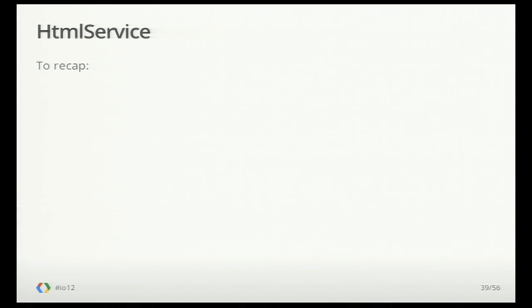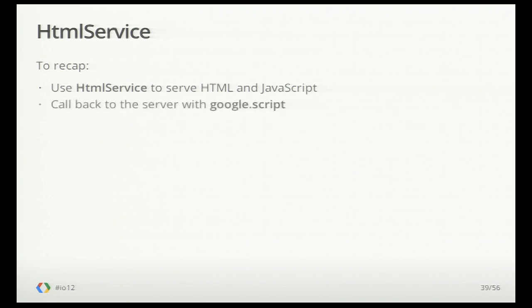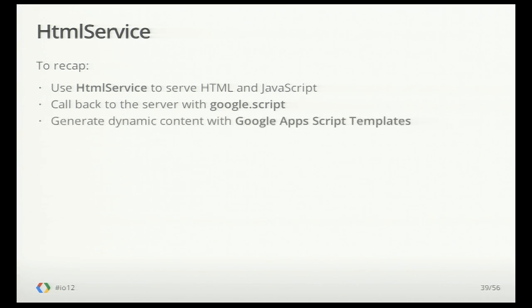So let me recap HTML service. Use HTML service to serve HTML and JavaScript. Call back to the server with google.script with our new client-side API. And generate dynamic content with Google Apps Script templates. I think together this is a really powerful set of tools for building web apps with Apps Script in a way that you couldn't do before.